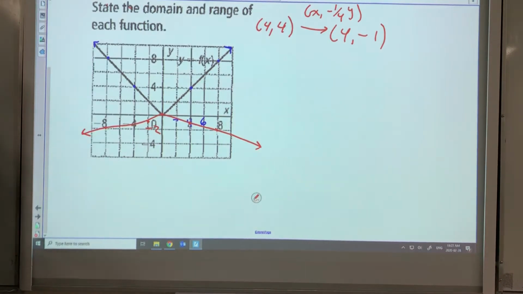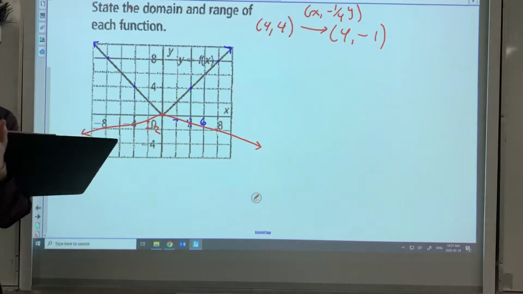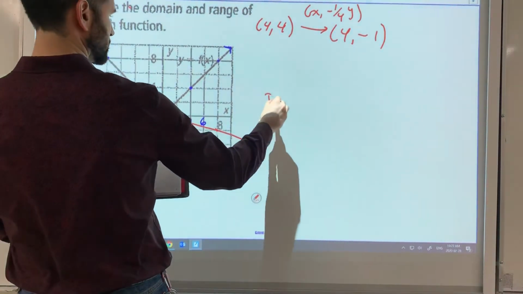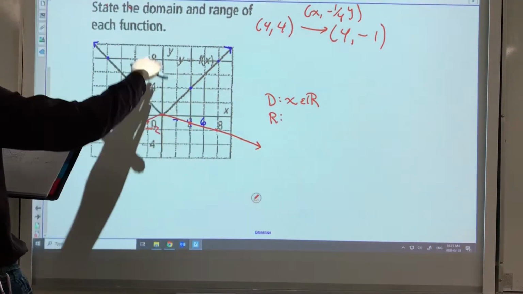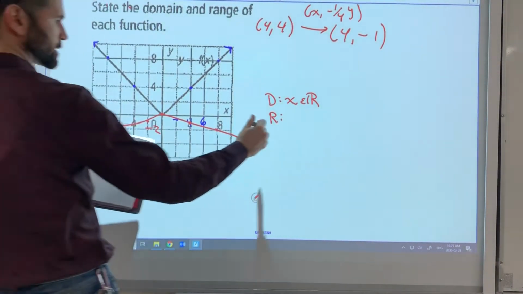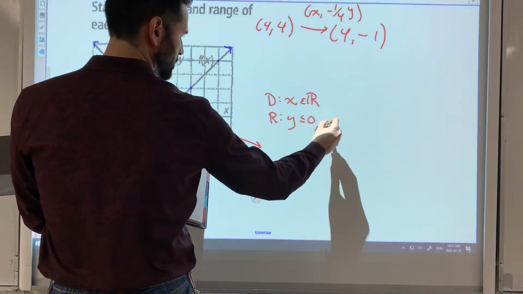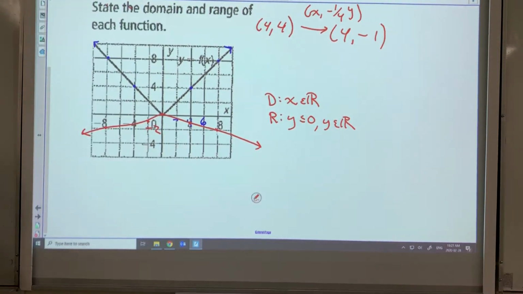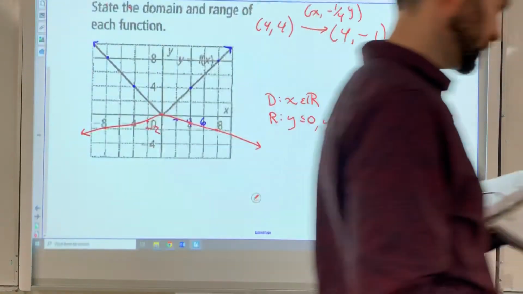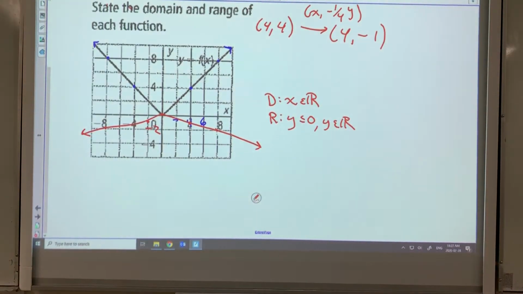Okay. Any questions? What about the new domain and range? Did the domain change? Nope. Still x element of the reals. And we expected that to be the same. But the range, of course, did. It used to be greater than or equal to 0. Now it's less than or equal to 0. So you can say y less than or equal to 0, y is an element of the reals. Perfect. Everybody's cool with that. We're going to move on to the transformation of the x variable.